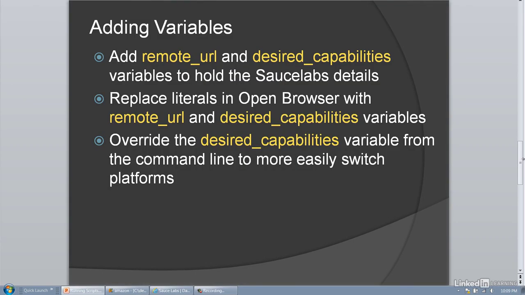In this video, we're going to take the simple Sauce Labs example and add variables to it that will allow us to change platforms more efficiently. The way we're going to do this is we're going to add variables to hold the remote URL and desired capabilities values. Then we will replace the literals in our open browser keyword with those two variables we created, and that will give us the ability to override the desired capabilities variable from the command line to more easily switch platforms. Let's see how that works.